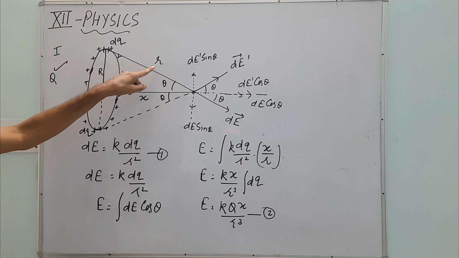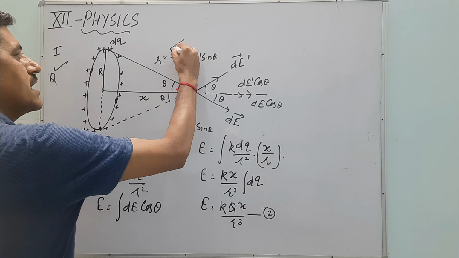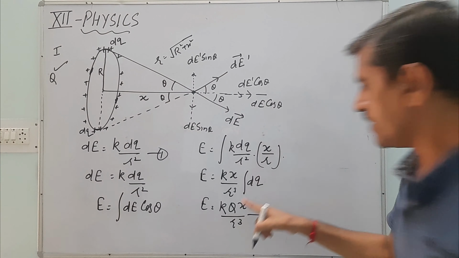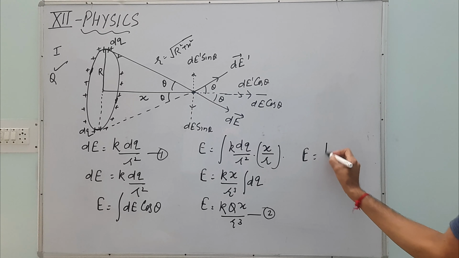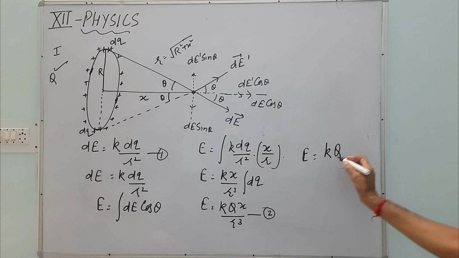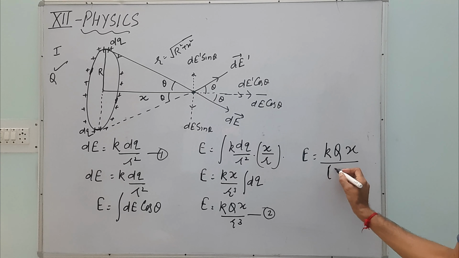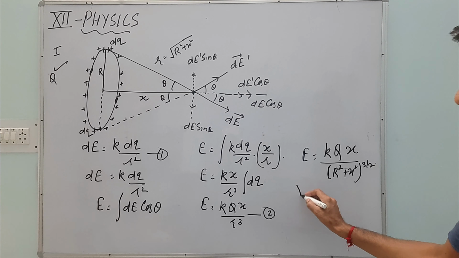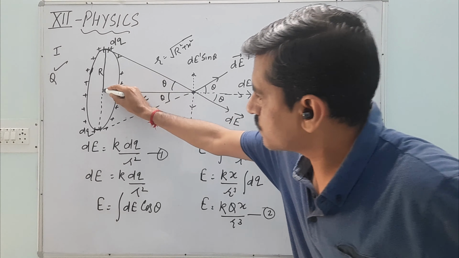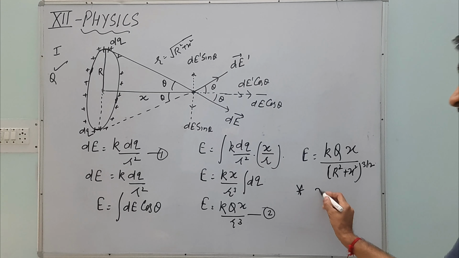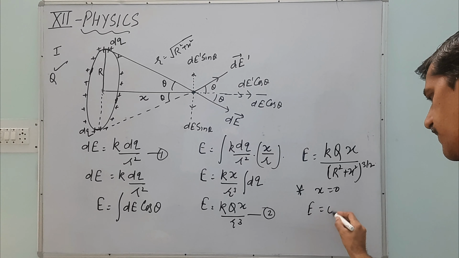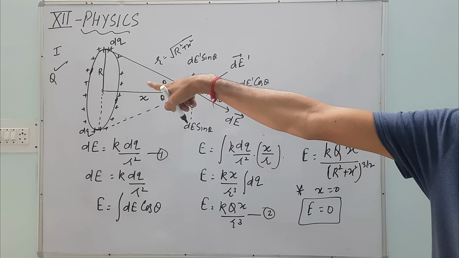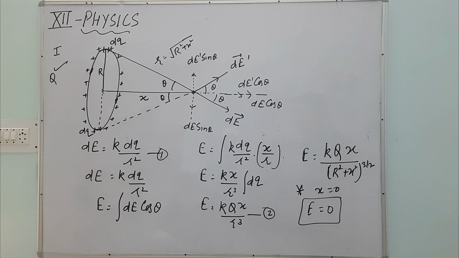Right? So this r can be written as root of R square plus x square. So you can use it here. So the result would be electric field E equals k capital Q x upon capital R square plus x square power 3/2. You can summarize this result: if this point is taken to the center of the ring, at x equal to 0, electric field would be 0, right? Due to this ring, if we are finding the field at the center, the net electric field would be 0.